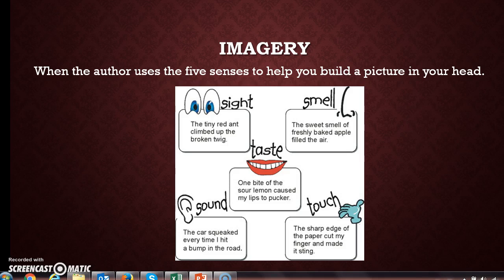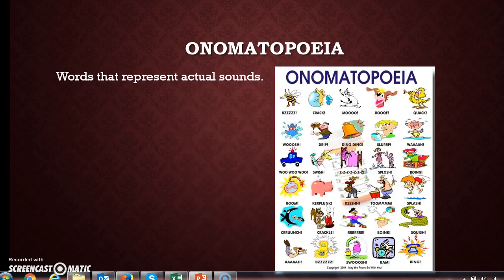Imagery is when the author uses the five senses to help you build a picture in your head. And this is one we've probably talked about quite a bit already in the course this semester. So whenever the author or the poet is trying to make you see something or smell something or hear something, they're using imagery.